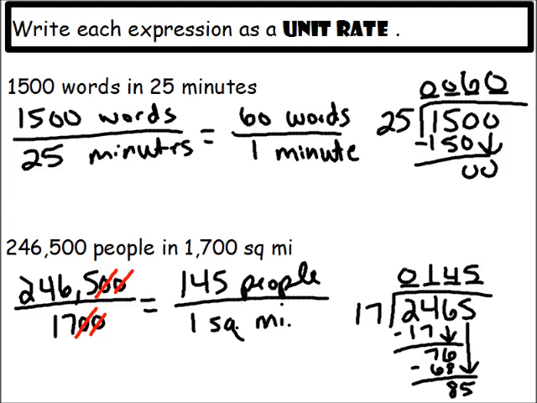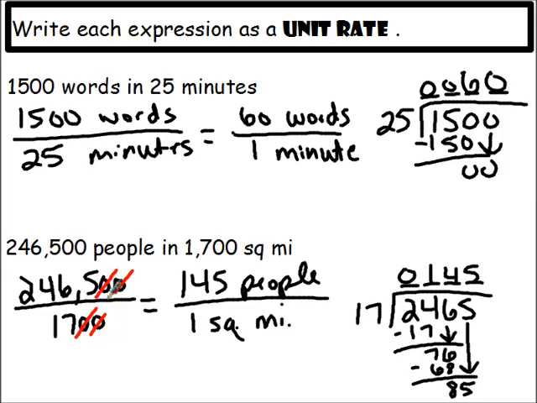Okay. I reduced both of these numbers, 246,500 and 1,700, by 100 before proceeding to divide. So, I divided them both by 100 and got 2,465 divided by 17, which is much simpler. When I divided, I got 145. So 145 people in 1 square mile.